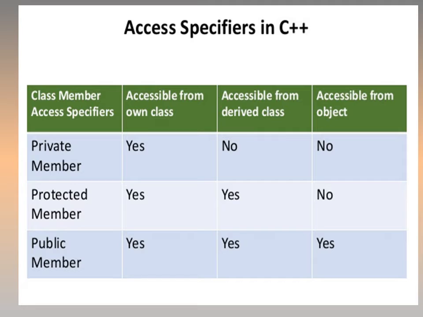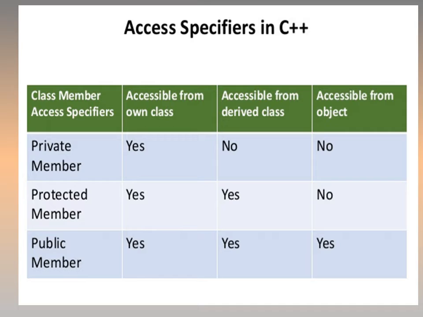First we will see the private members. Private members are accessible from their own class, meaning only that class's own members can access the private members. They are not accessible from the derived class and also not from any object, meaning the object of any other class. So private data members are not accessible outside the class.